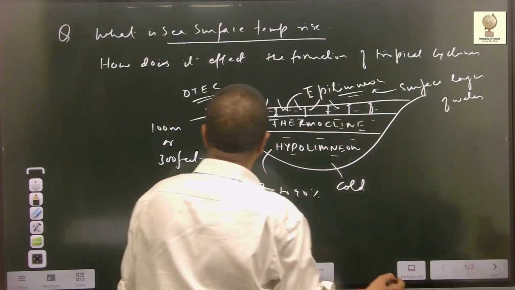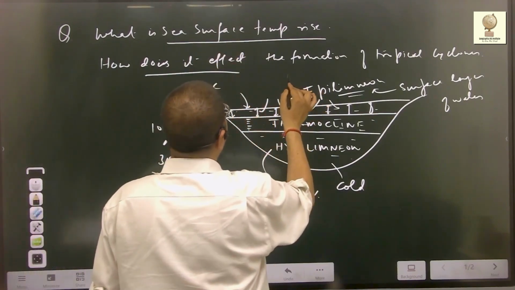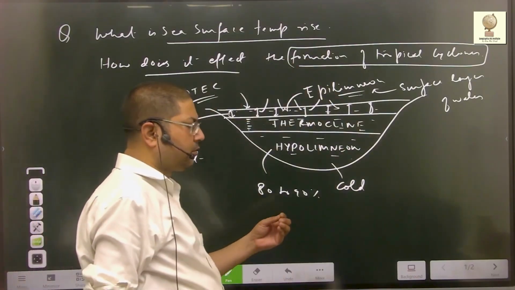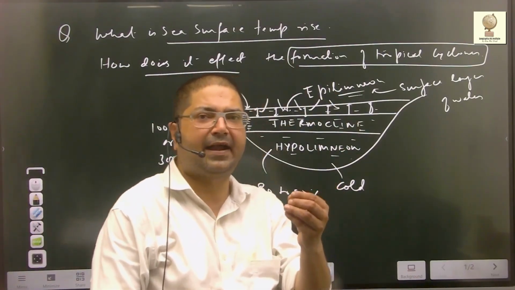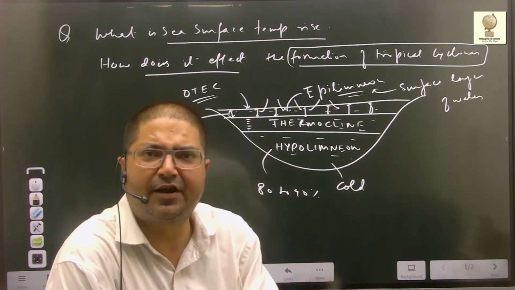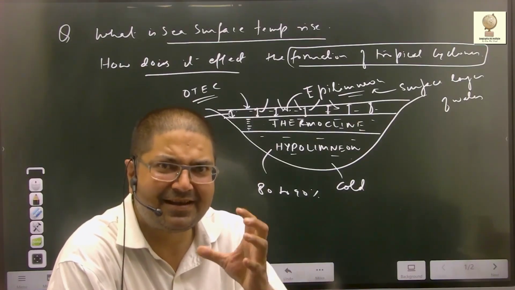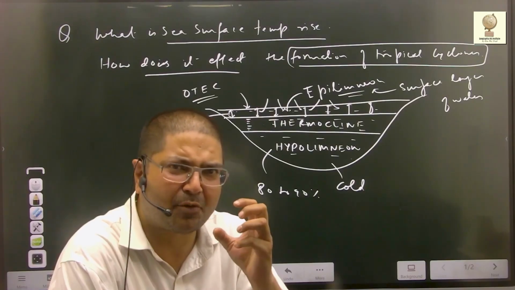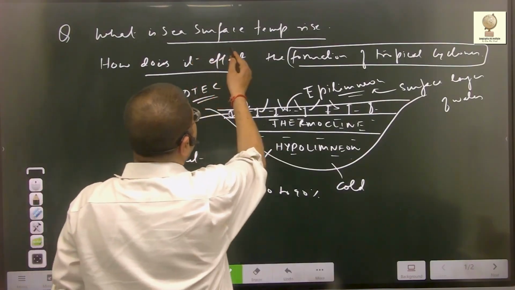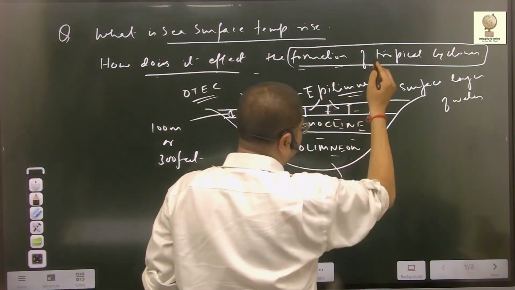Now the question was, how does the sea surface rise in temperature affect the formation of tropical cyclones? Tropical cyclones are defined as heat engines that are energized by latent heat of condensation. That means whenever vapor condenses, it releases latent heat of condensation. That is the main triggering process for the formation of tropical cyclone.